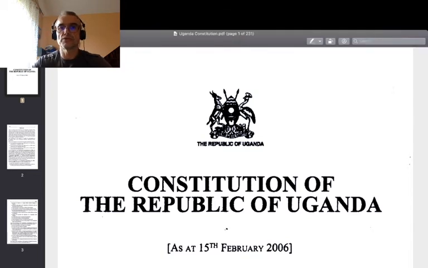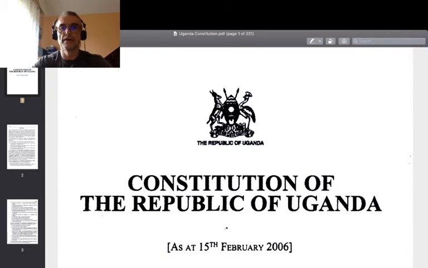Here is the Constitution of the Republic of Uganda. To those of you who know what a constitution is, just a reminder. A constitution is a set of rules which are supposed to make like the foundation of the entire legal system of the given country.